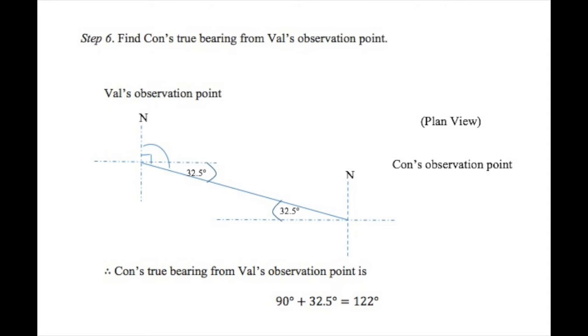Students will need to use knowledge of true bearings to start from the north line and move in a clockwise direction until the line between Val and Con is reached. Students need to calculate Con's true bearing from Val's observation point by adding the angle found to 90 degrees. Students should state, after their working out, in a word response that Con's true bearing from Val's observation point is 122 degrees. Providing a diagram will help clarify the working out and explanation.